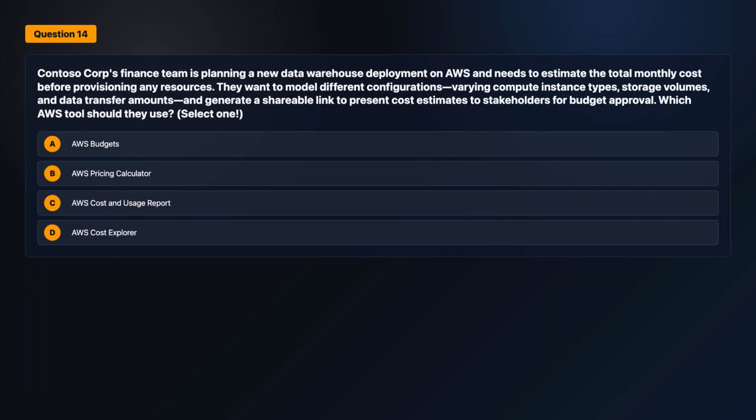Here we go. Question 14. Wording first, memory second. Contessa Core's finance team is planning a new data warehouse deployment on AWS, and needs to estimate the total monthly cost before provisioning any resources. They want to model different configurations, varying compute instance types, storage volumes, and data transfer amounts, and generate a shareable link to present cost estimates to stakeholders for budget approval. Which AWS tool should they use? Select one. Review the answer choices on screen.